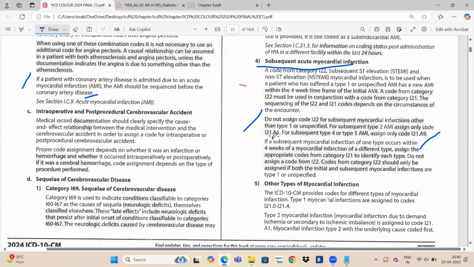Okay, now clear. For the initial MI, you will get the I21 category. For subsequent MI, the I22 category set of codes you will get. Only for type 1 and unspecified, I22 category. If they give type 2, type 4, or type 5, you will get the I21 category for subsequent MI. Okay? These are rare situations. You won't get type 2 MI often.